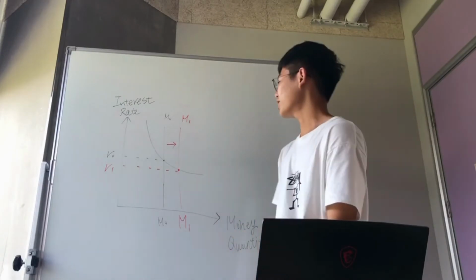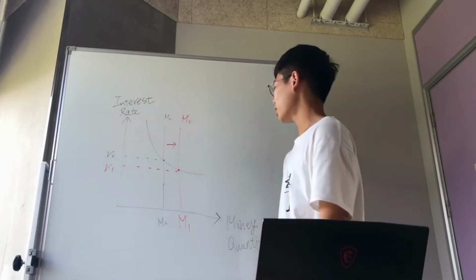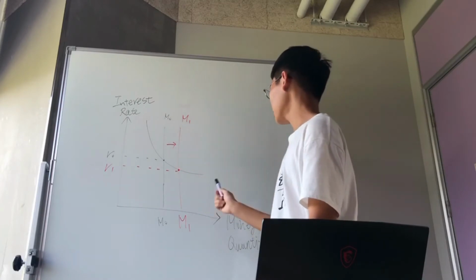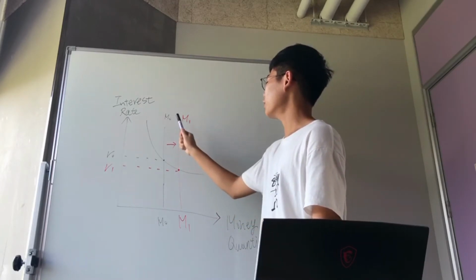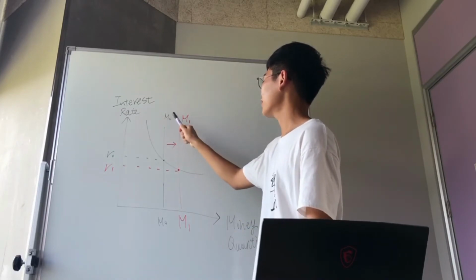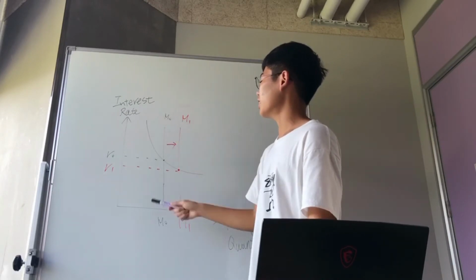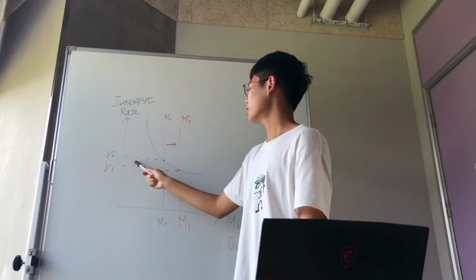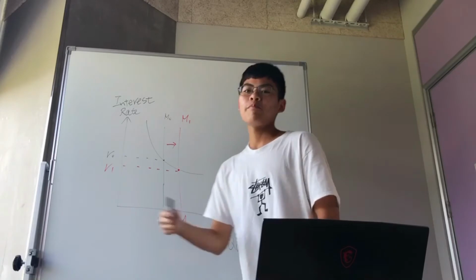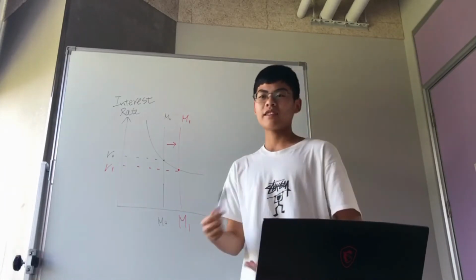In the QE policy, when the government buys bonds from the market, it increases the money quantity in the market and moves the supply curve from M0 to M1, and the interest rate will decrease from R0 to R1, and people will be more willing to invest in the market.